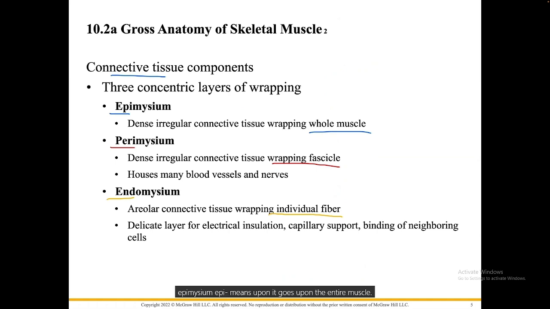with the notes. Epimysium: epi means upon. It goes upon the entire muscle. Perimysium goes into the parts. Specifically, those parts were called fascicles. And inside the fascicle was the fiber, the most inside part. And so endomysium goes around fibers.